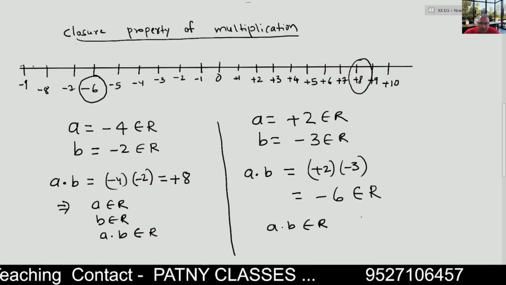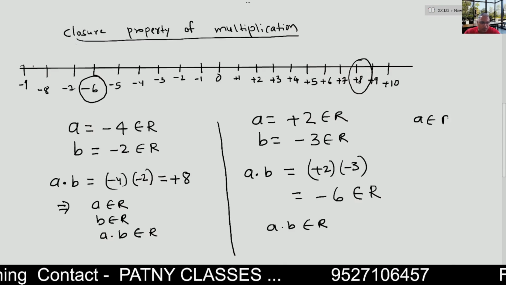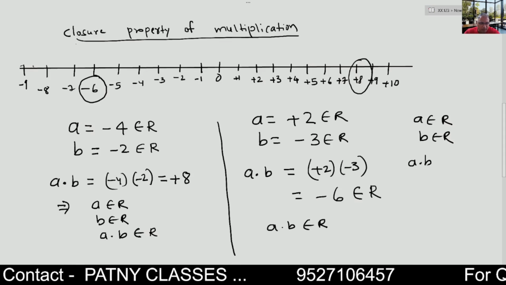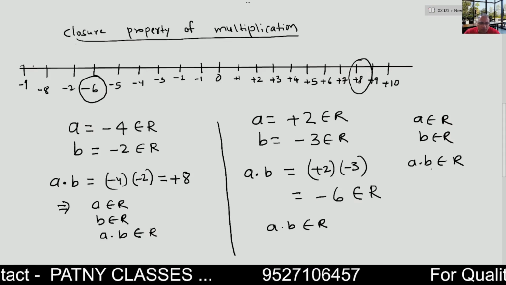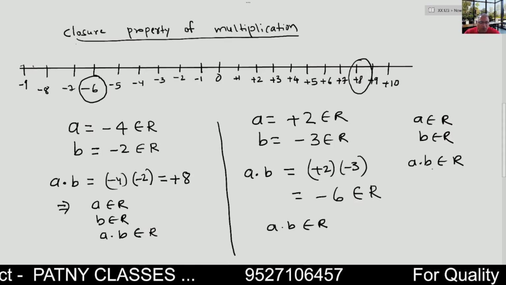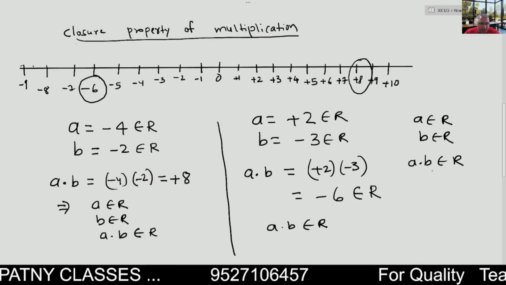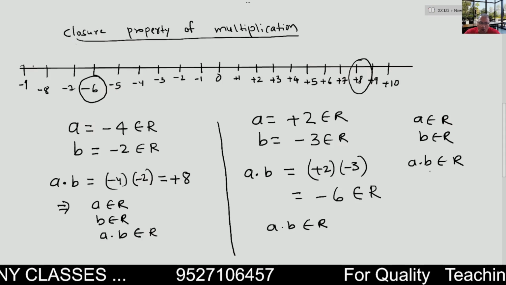Thus, if A belongs to R, B belongs to R, then A dot B belongs to R. This property is nothing but closure property of multiplication, and we have seen practically how the closure property of multiplication is true for all real numbers.